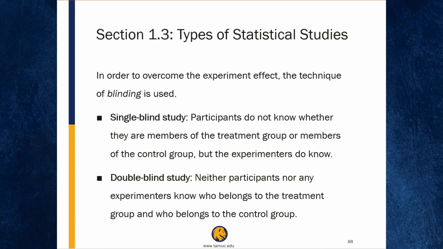However, in a double blind study, neither the participants nor any experimenters know who belongs to the treatment group and who belongs to the control group. So everybody is blind to who is in which group. That would eliminate any possibility of either the participants or the experimenters being influenced by knowing who is in the treatment or control groups.